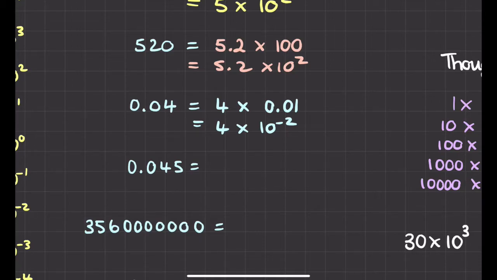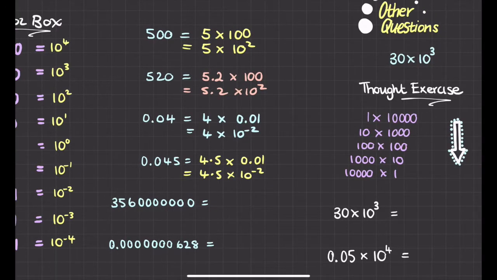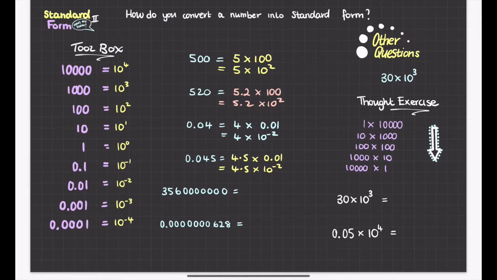For the next one, it's the same as having 4.5 multiplied by 0.01, which is just going to be 4.5 times 10 to the minus 2. Okay, so that's a little overview of how you can change numbers into standard form. If they're small numbers, that's not too bad.